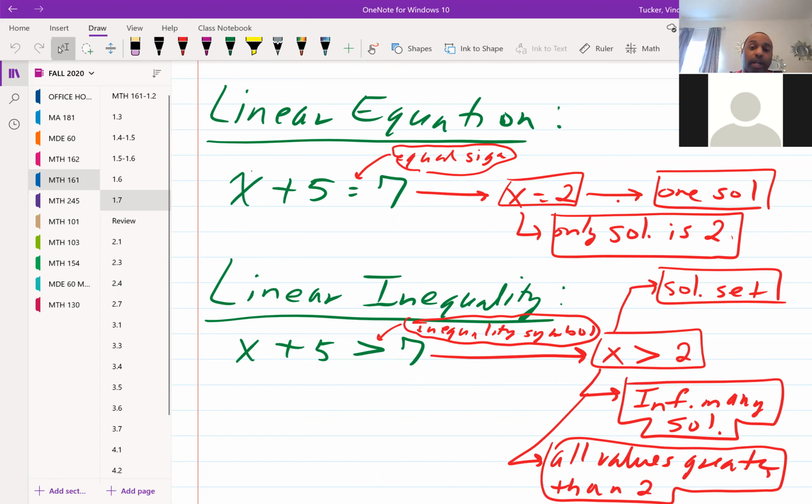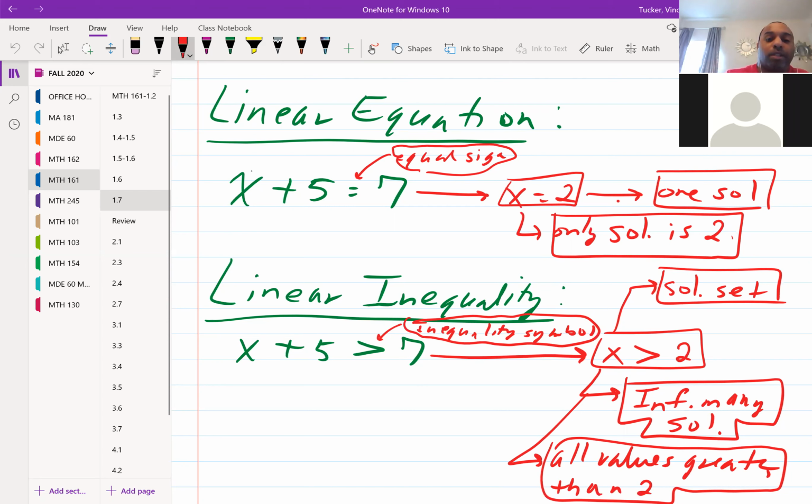So in the first one, we see that x is equal to 2. That means we only have one solution, and that only solution is 2. Now, when I solve for x in that linear inequality, the statement that we will be left with is x is greater than 2. So that is considered a solution set because I want all of the values that are greater than 2. So it's infinitely many solutions. And like I said, all values that are greater than 2 will make this a true statement.